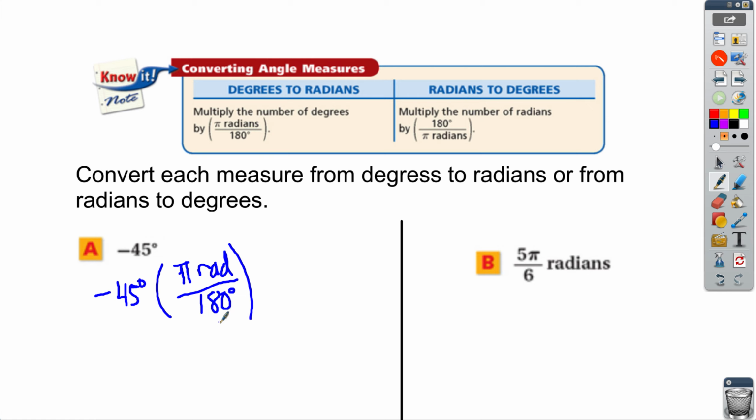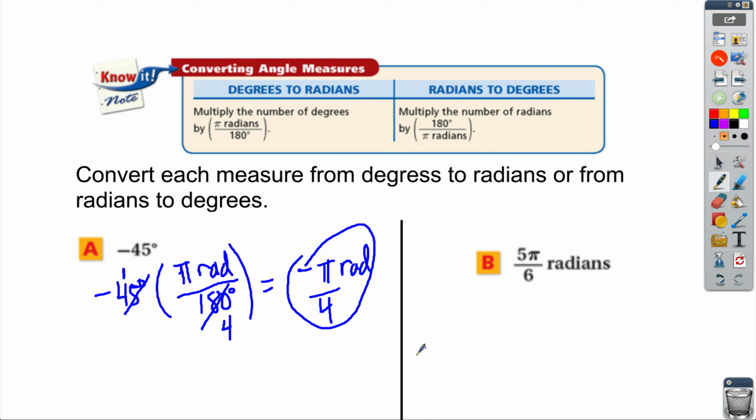45 actually goes into 180 about how many times? Think about it. Exactly, it goes in exactly 4 times. So we're saying that this is divisible by 4. This is just the 1 now. Then simplifying further, we say that negative 45 degrees is the same as negative pi radians over 4, or negative pi over 4 radians. And this is your converted value for negative 45 degrees.